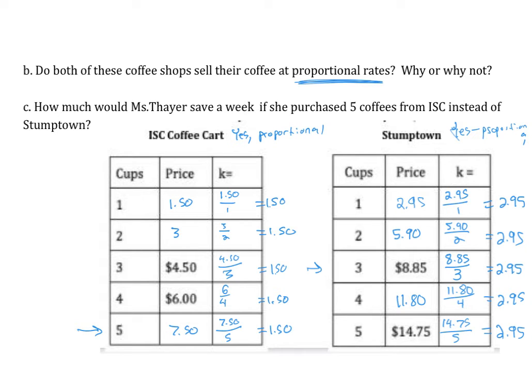Another important piece on these tables is that we want to decide what is our X and what is our Y value. And as a class, we agreed that X was cups and price was Y, because the price of your coffee depends on how many cups you buy. So X is cups and Y is price. And for all of these proportions, when we are calculating this K, for every single one, we were taking our Y value and dividing it by our X value. So in general, we can see that K equals Y divided by X.